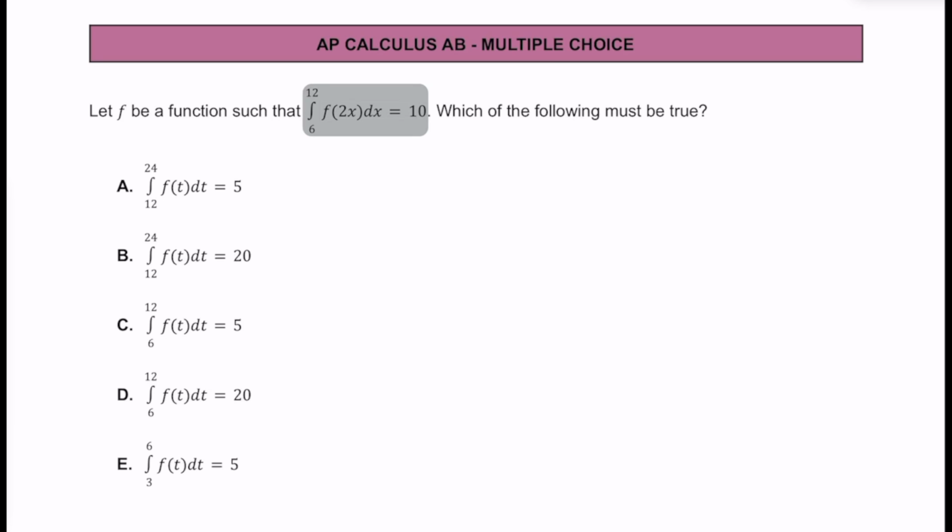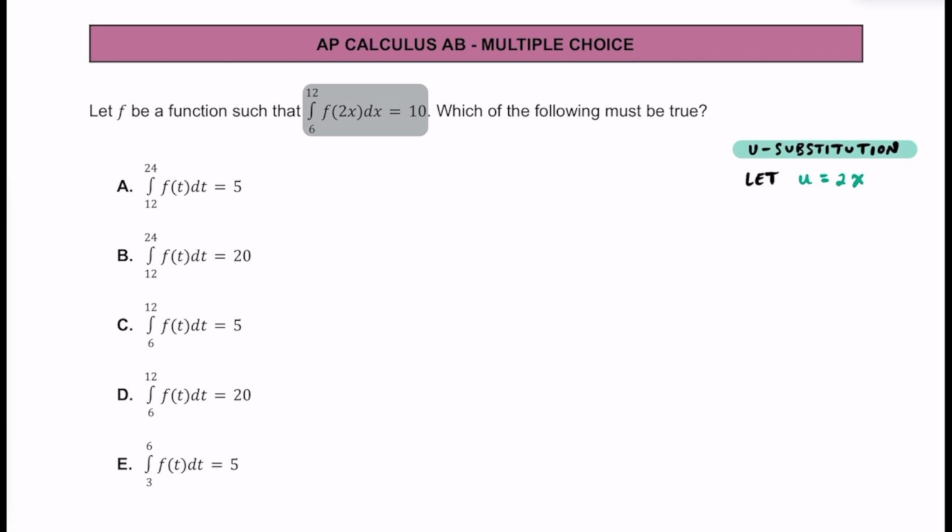Now the thing to pay attention to the most in this particular problem is this 2x that's inside of this f of x function here. Typically we just have f of x, but in this case we have f of 2x, so let's go ahead and use substitution. Alright, so to start, let's just let u represent this 2x for just a moment.